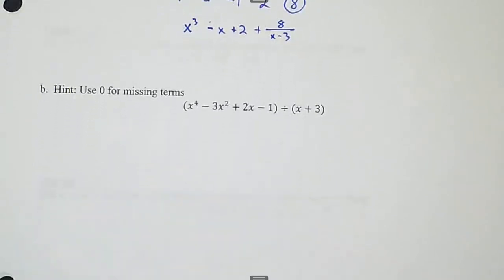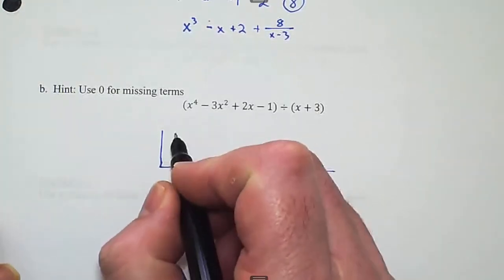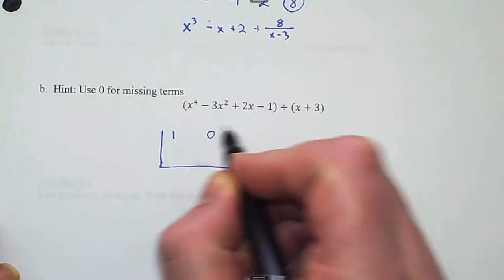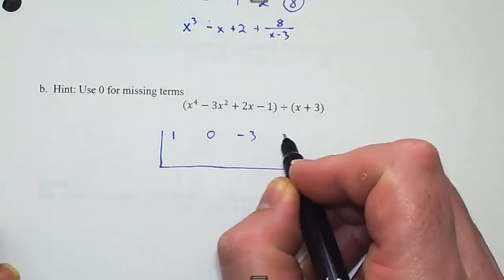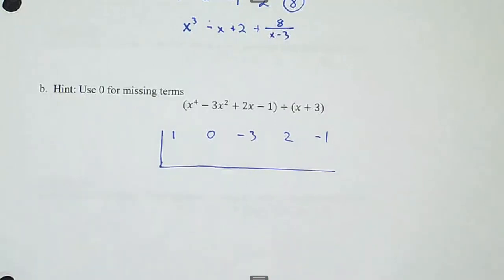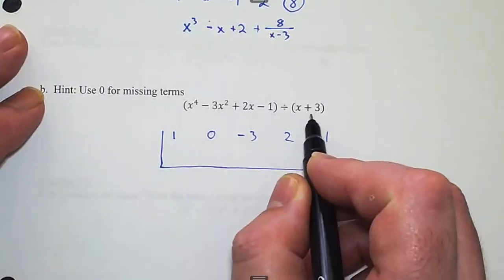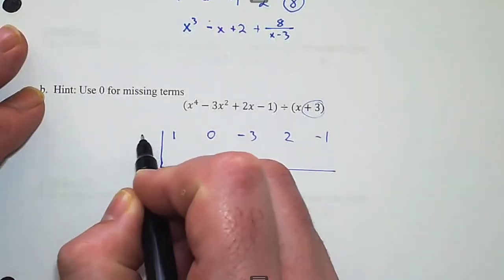All right, let's try the next one. 1, 0 for the x cubed, negative 3, 2, and negative 1. And you just got to be really careful. If you forget the 0, you're just going to get it wrong. With the long division, if you don't put the zeros, you'll see that it doesn't line up right. But with this, you'll think you're doing it right, and you're not. So just be real careful. All right, we want to take the opposite of that number, so it's a negative 3.